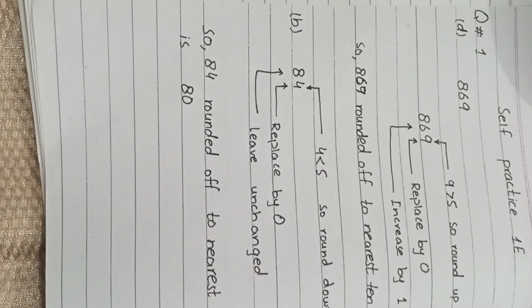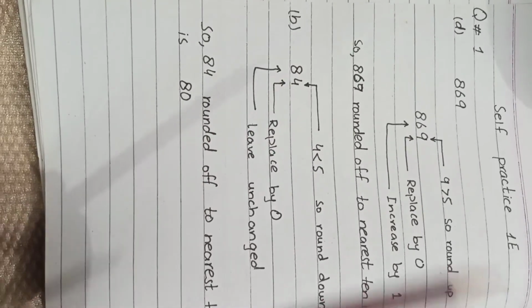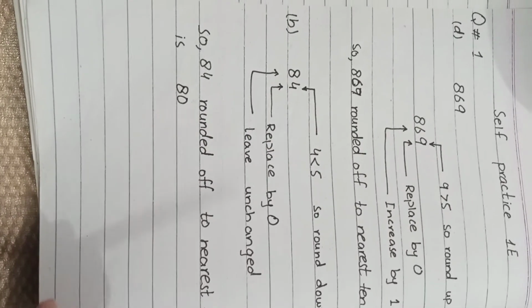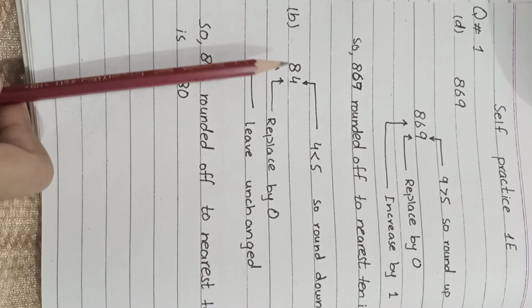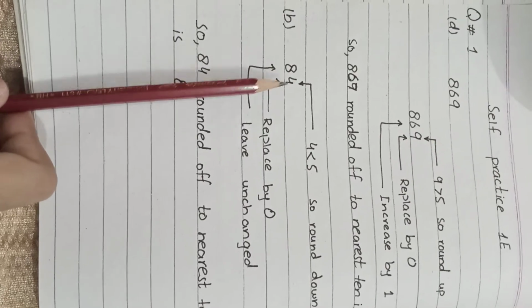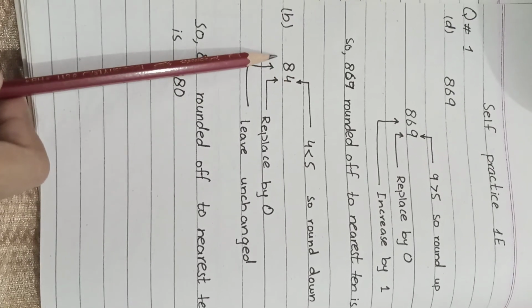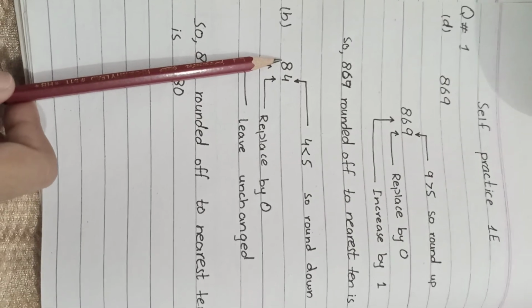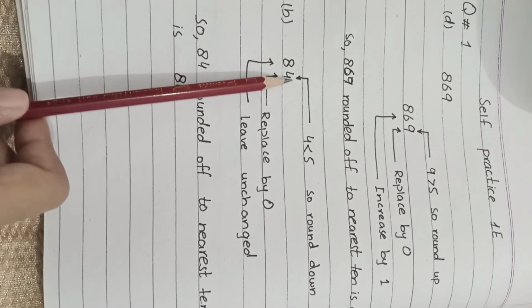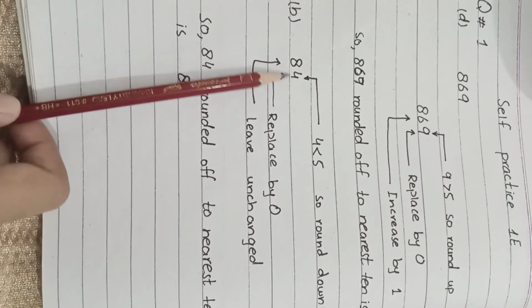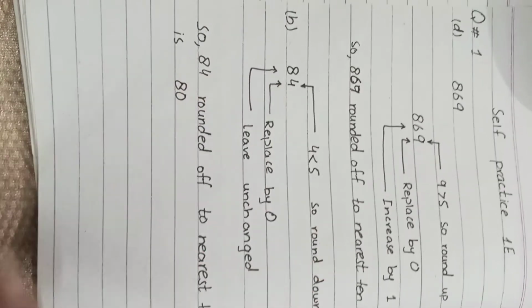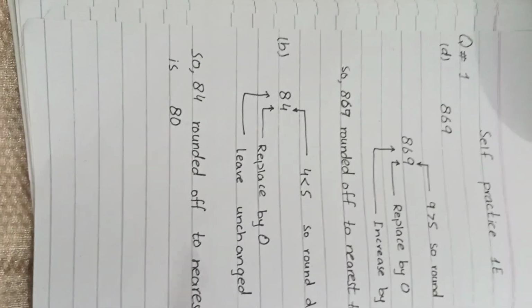One thing you must keep in mind: if the ones digit is 5 or greater, we add 1 to the tens digit. If it is less than 5, we do not add anything to the tens place. The tens place remains the same and the ones place becomes 0, in both rounding up and rounding down. Get that? I have solved the D part and B part. The remaining parts you have to solve.